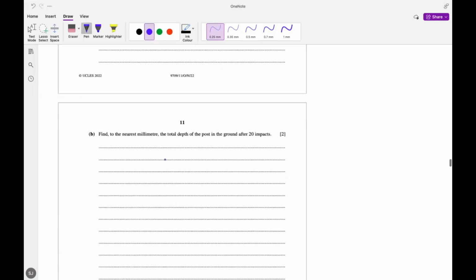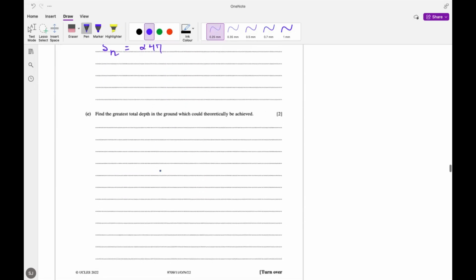In part B, we have to find the total depth of the post in the ground after 20 impacts. As it is talking about the total depth, we'll have to apply the sum formula, which is a into 1 minus r to the power n upon 1 minus r. In this case, a is 50, so this will be 50 into 1 minus 0.8 to the power 20, divided by 1 minus 0.8, since r was 4 upon 5, which is 0.8. Substituting this in the calculator, the total depth after 20 impacts will be equal to 247.